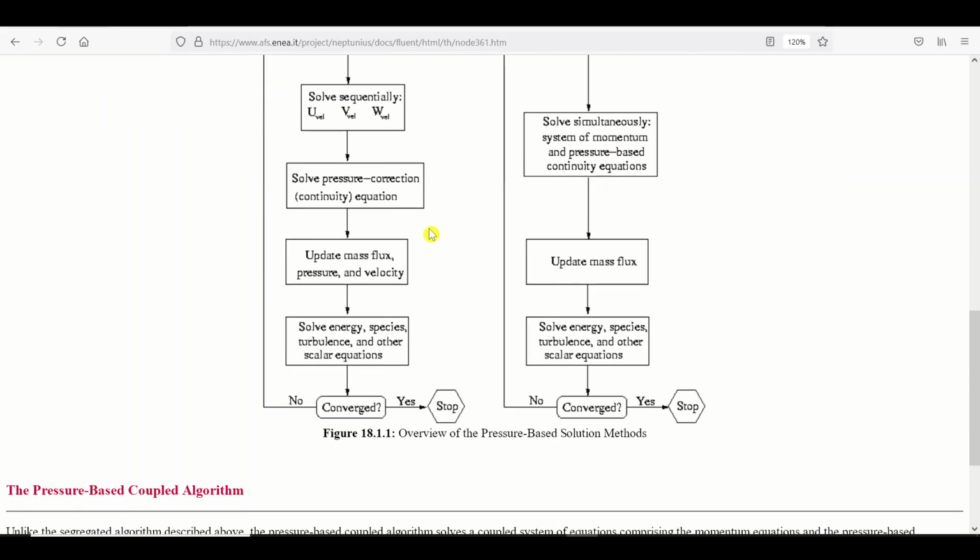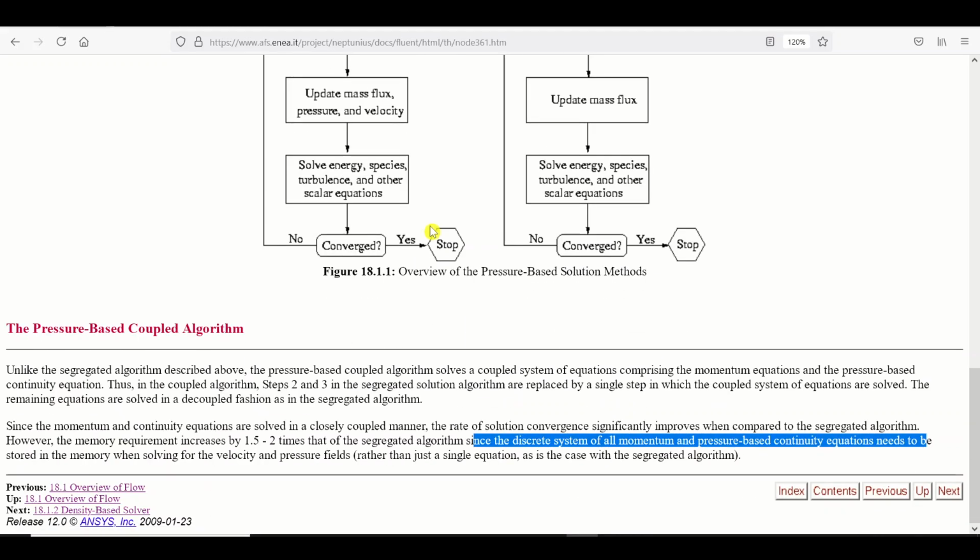The next type of numerical method is the density-based numerical method, whose theory we will be discussing in the next video. So let us move to the next video.